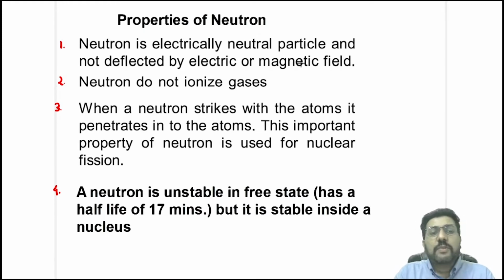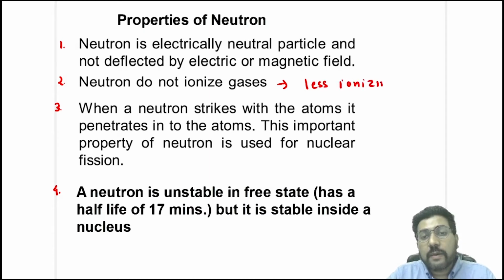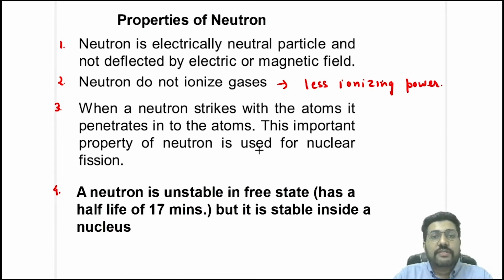Second important point is neutrons do not ionize gases. Now what this means is it cannot eject electrons from the atomic orbit, right? So the neutron has very less ionizing power. But the most important thing about neutrons is that it has a high penetrating power. Now, what do you mean by high penetrating power?